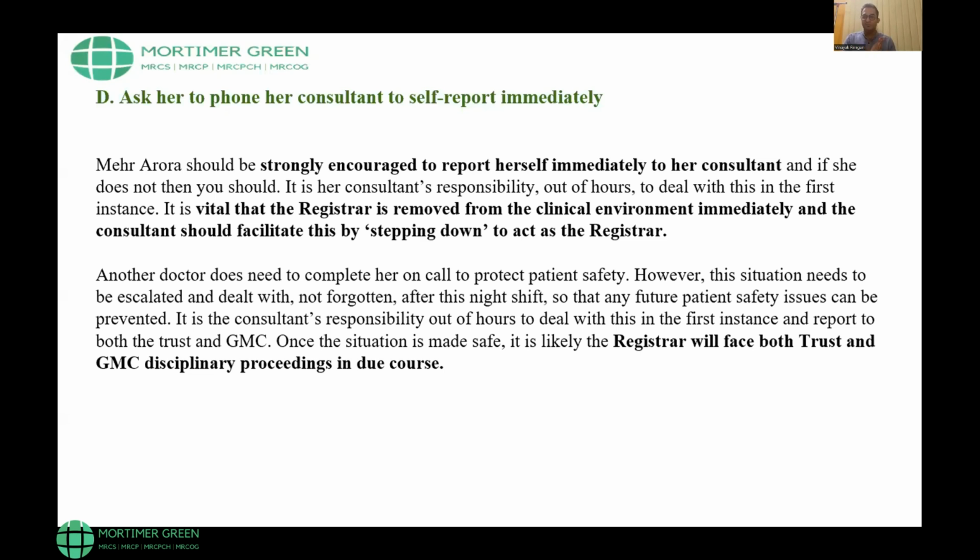And once the situation is made safe, it is likely that the registrar will face both trust and GMC disciplinary proceedings in due course. His or her license might be cancelled. And if you follow the other options, if you try to phone the GMC or if you wait till morning, and if there is evidence that you have seen us smoking cannabis, then you will also face trust and GMC disciplinary proceedings, and the consultant is obligated to report you guys.